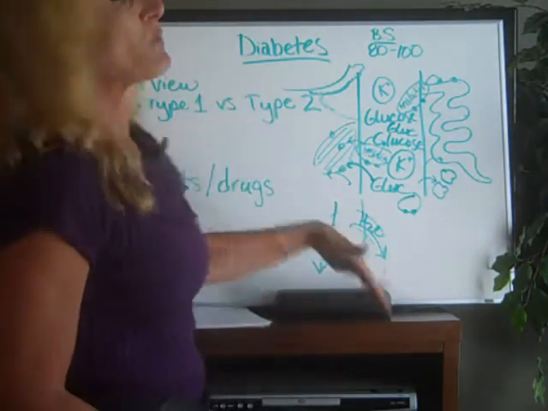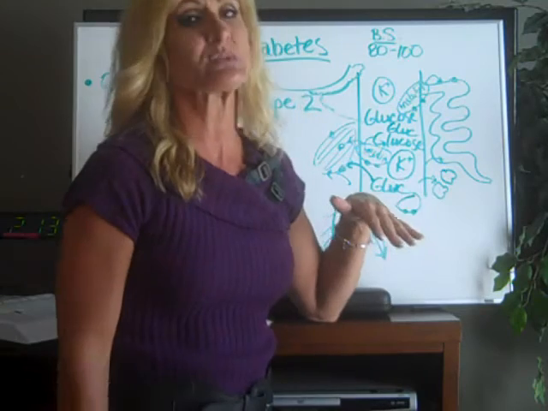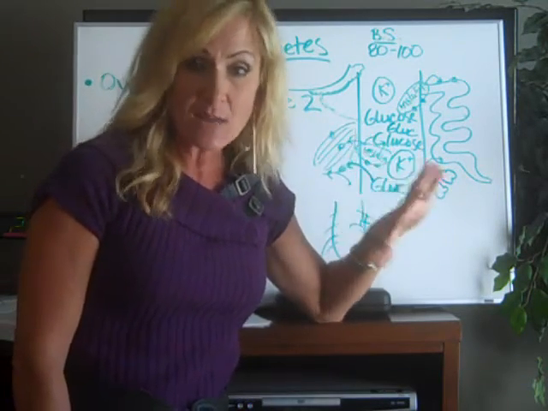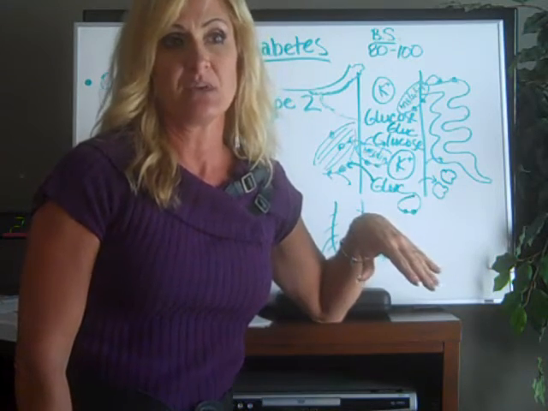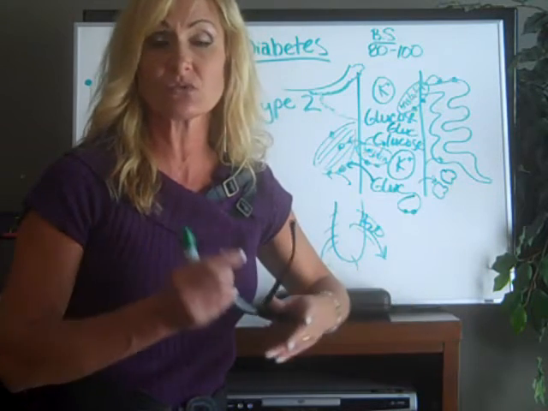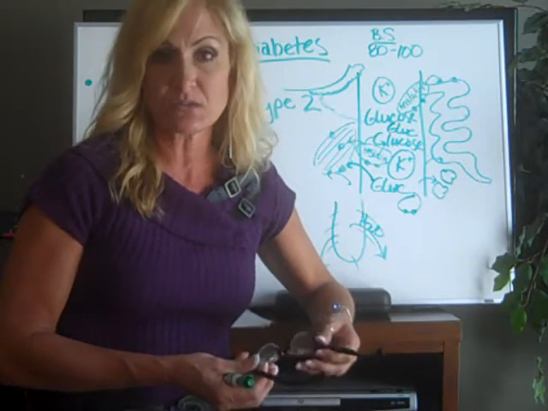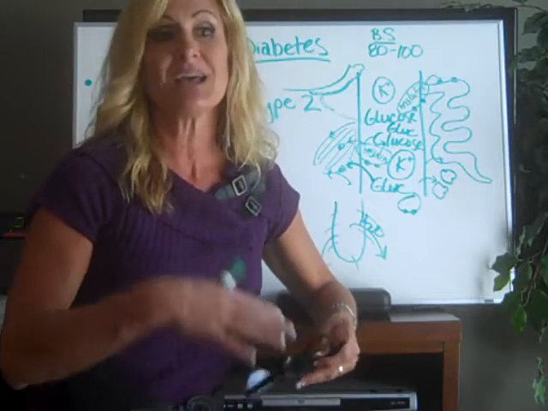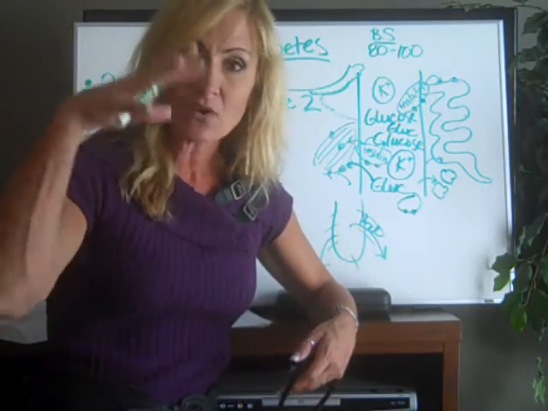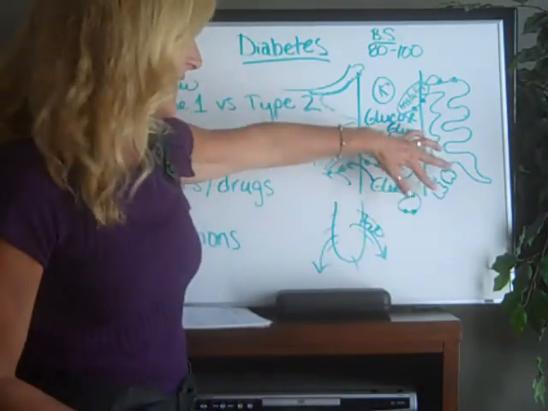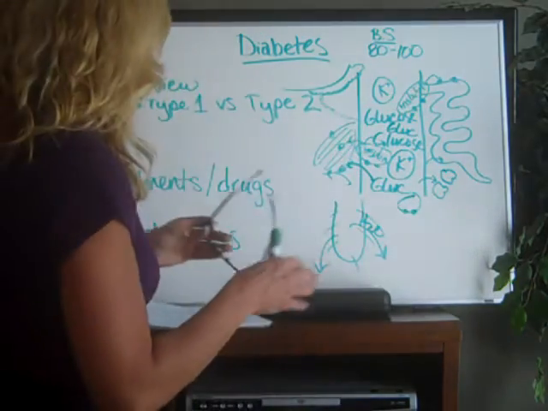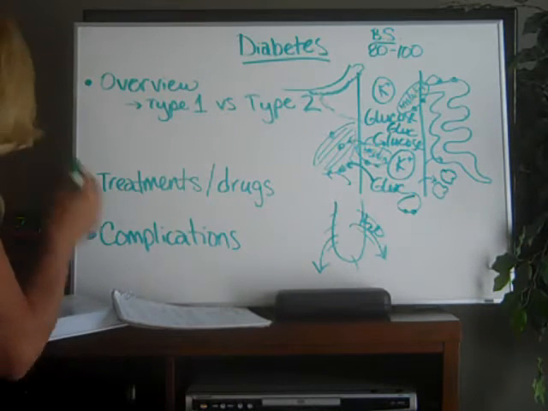Oftentimes patients who are overweight and have been diagnosed with type 2 diabetes, if they lose weight and get healthy, the diabetes will fix itself. And that's always the goal. So if you're doing patient education with somebody who's overweight and diagnosed with type 2 diabetes, with these high blood sugars, if you can get them to eat healthy, avoid sugar, start exercising, get rid of the excess fat out here, then oftentimes the disease will reverse itself. And that's obviously always the goal.